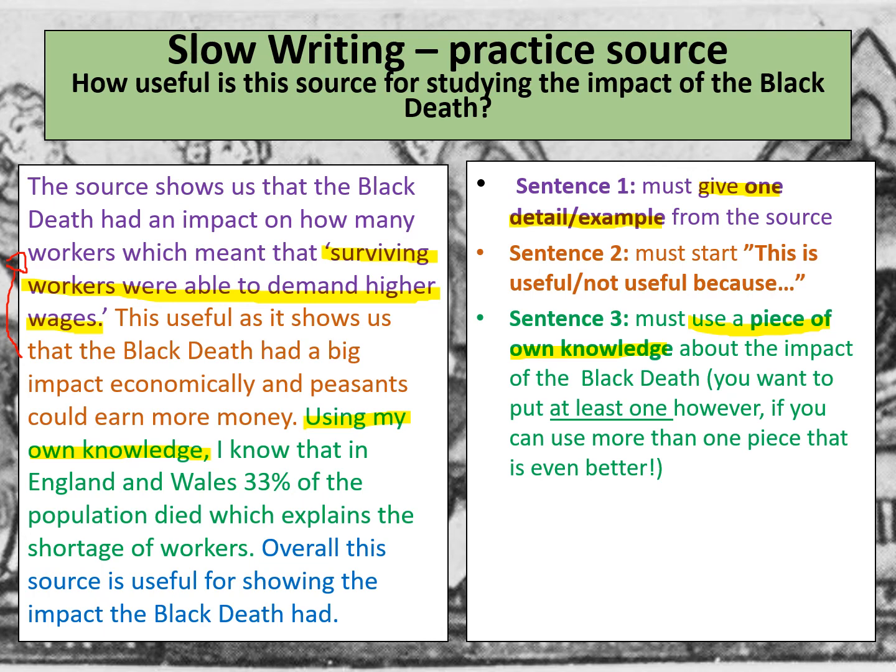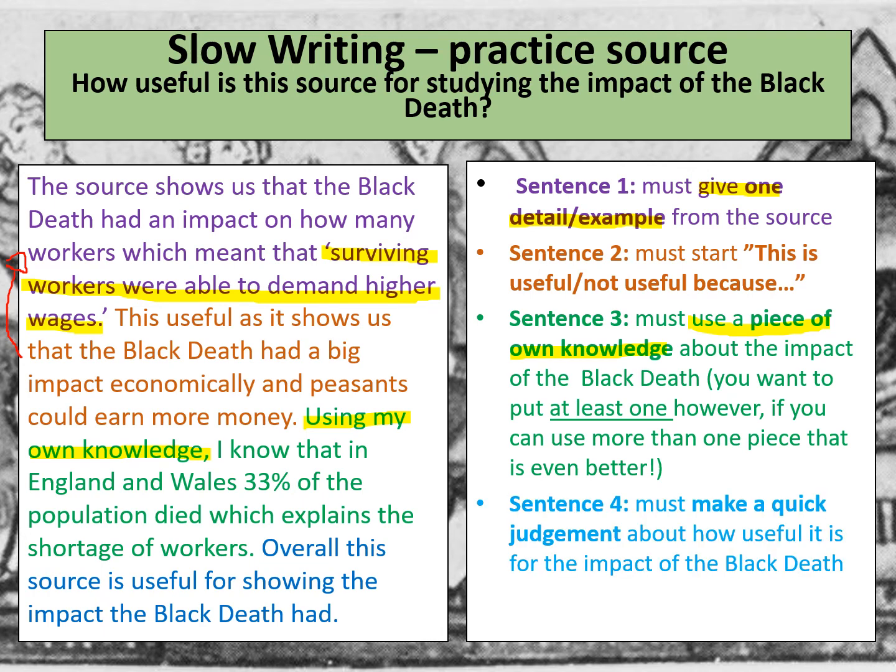Finally, sentence 4, I need to make a quick judgment about how useful the source has been for studying the Black Death. You can see that I have started with the word "overall". This is a good way to show that you are summarising. I have said overall this source is useful for showing the impact that the Black Death had. Quick, simple and to the point. I have said that yes, this source is useful.